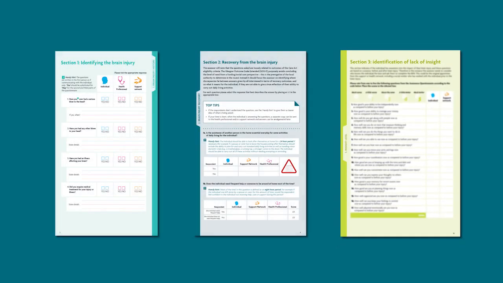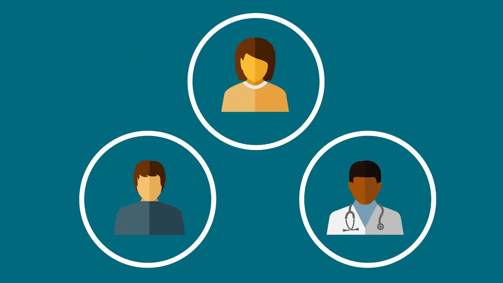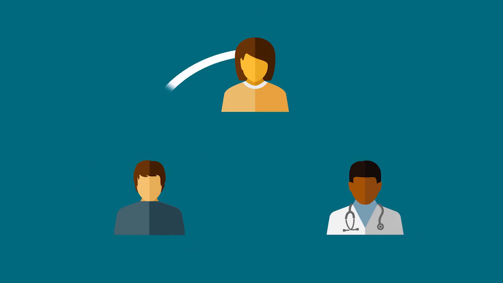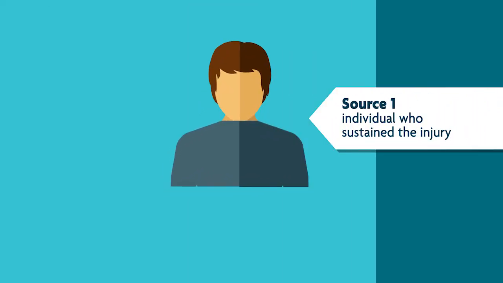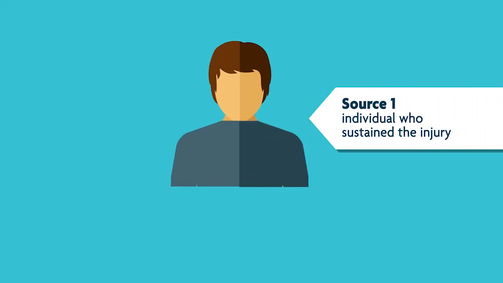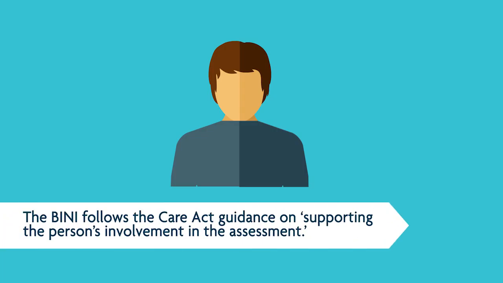Parts 1, 2 and 3 of the BINI require you to consult with 3 different information sources, so you gain a full and rounded perspective of the individual's needs and to help you to spot if the individual lacks insight into their needs. Source 1 is the individual who sustained the injury. The BINI follows the CARE Act guidance on supporting the person's involvement in the assessment.